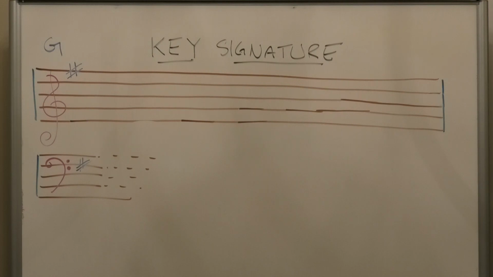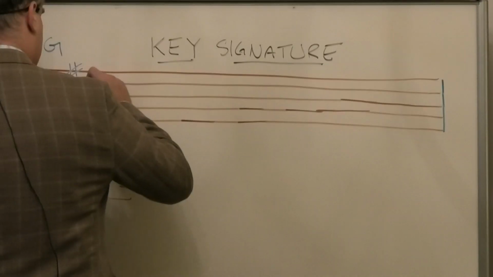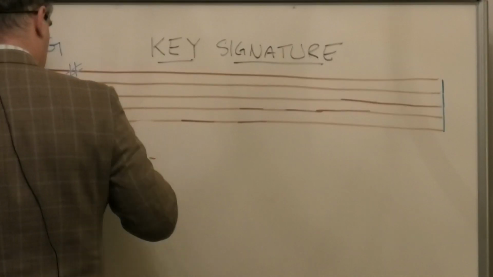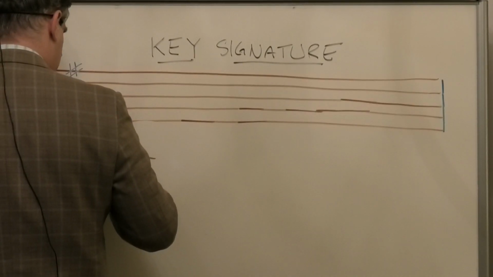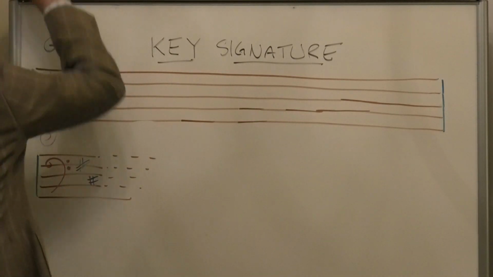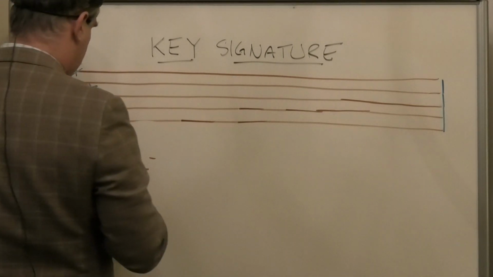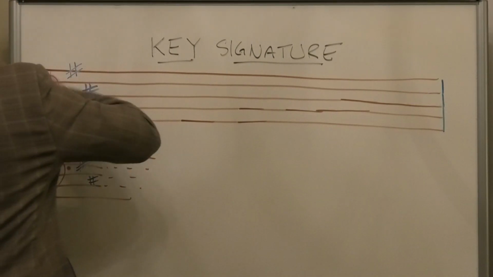D, E, F sharp. We keep the F sharp from the previous key. G, A, B, C sharp, D. Now we have the key of D. So we're going to add a sharp. We're going to add the C sharp. We're always going to add the leading tone to the next key. So the C sharp will be the leading tone, the 7th scale degree, for the key of D. So this is the key signature for the key of D.